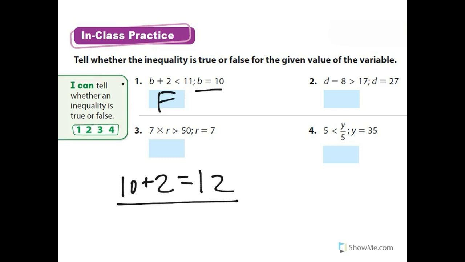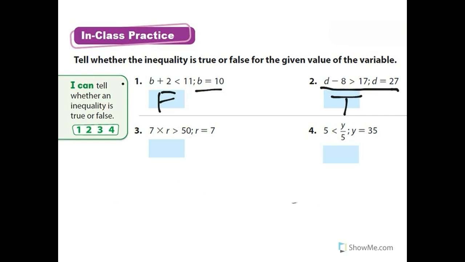Alright, so d minus 8 is greater than 17 when d equals 27. So 27 minus 8 equals 19. Is 19 greater than 17? So that is true. Alright, I want you to go ahead and do 3 and 4 on your own, and then we'll go over it.